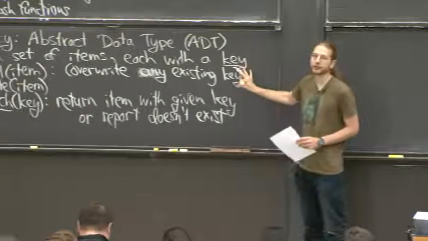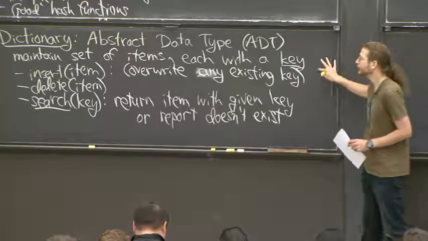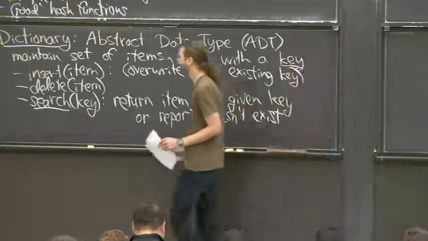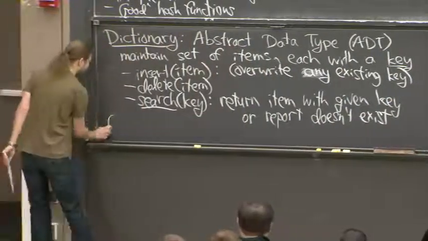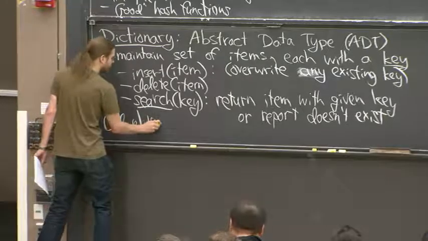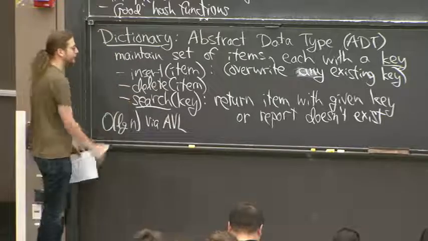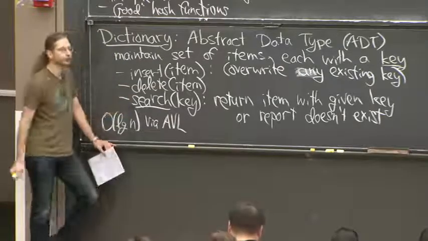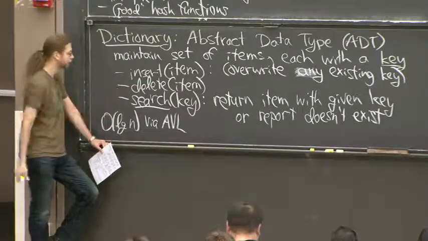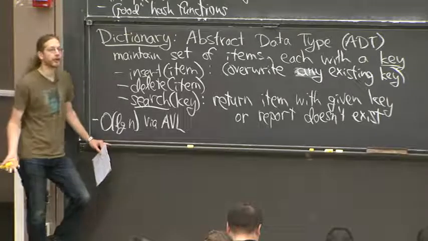OK, so one way to solve dictionaries is to use a balanced binary search tree like AVL trees. And so you can do all of these operations in log n time. You can ignore the fact that AVL trees give you more information when you do a search. It still does exact search. So that's one solution. But it turns out you can do better.